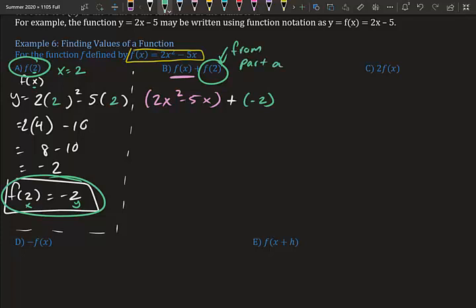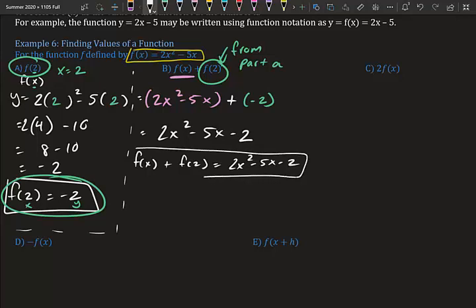So since that's from part A, let's work smarter, not harder, and just simplify. Let's get rid of all these parentheses. We don't need them anymore. We have 2x squared minus 5x minus 2. And that's it. That's all we can do. We can't factor. We can't simplify anymore. So f of x plus f of 2 equals 2x squared minus 5x minus 2. What we did is we took the function and we added that to whatever f of 2 is.